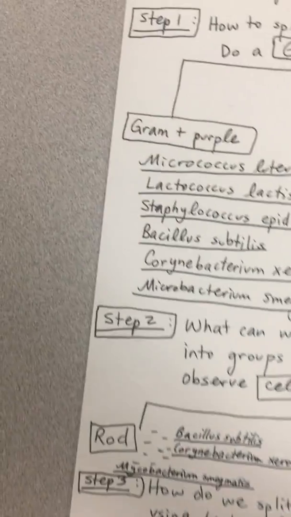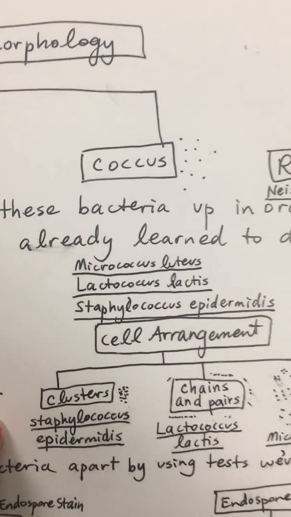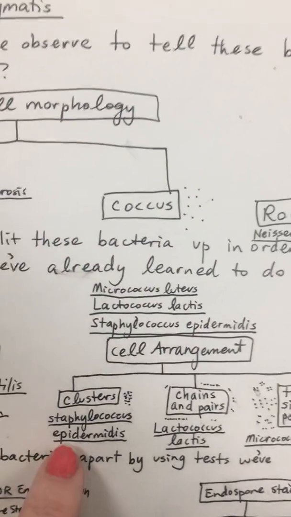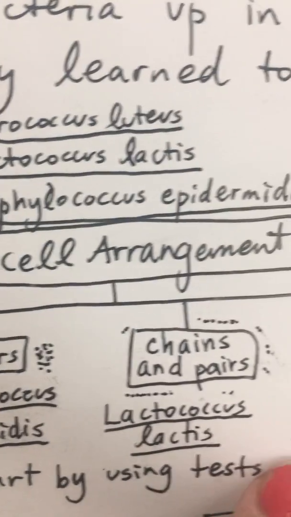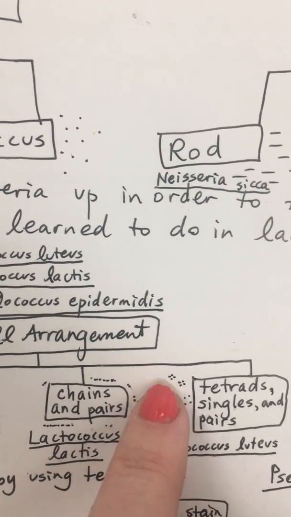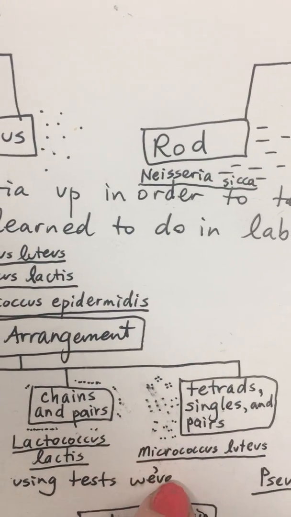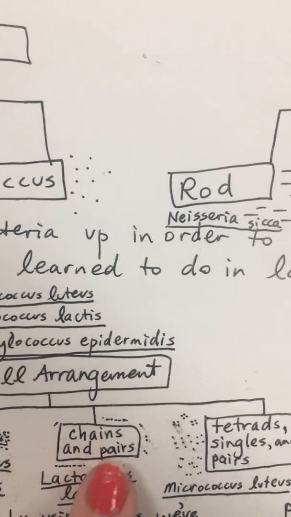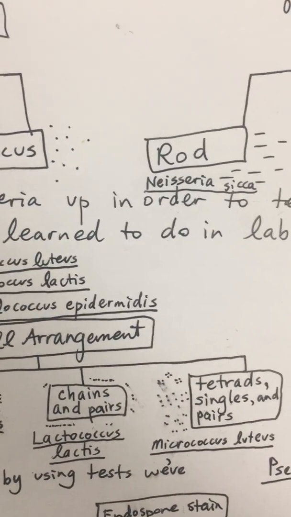If you have a gram-positive organism that is coccus in shape or circular, you can break this up by the cell arrangement. If they are clusters, you're probably going to have Staphylococcus epidermidis. If they're in chains and pairs, it's probably going to be Lactococcus lactis. If it's in tetrads with those 4 corners next to each other at 90-degree angles, singles or pairs, it's going to be Micrococcus luteus. If you say, but Katie, these both say pairs, what if I get them confused? Well, we can do another differential test to tell them apart.